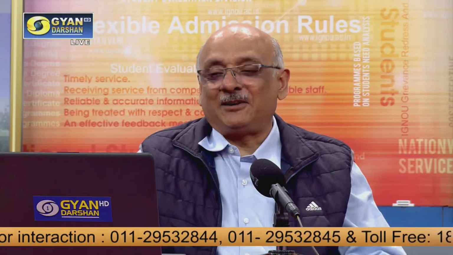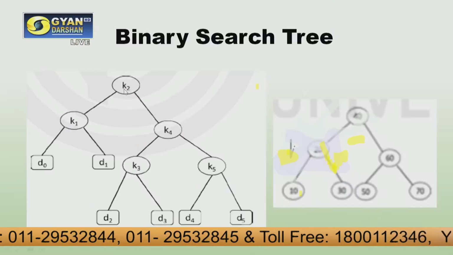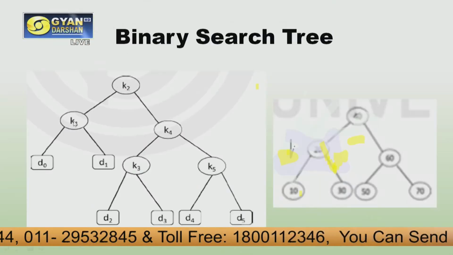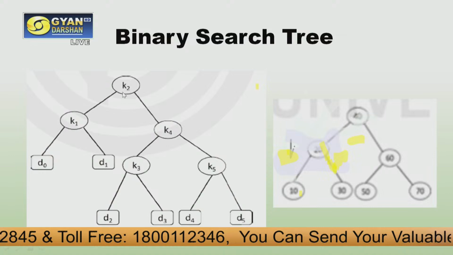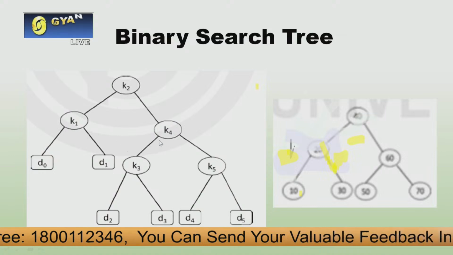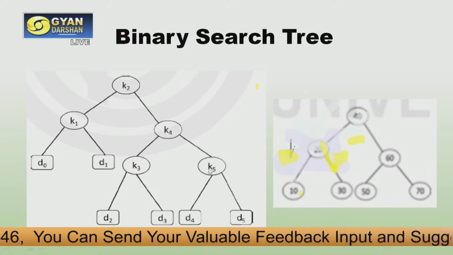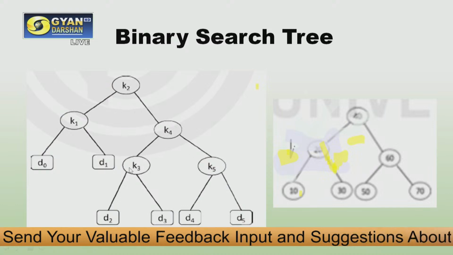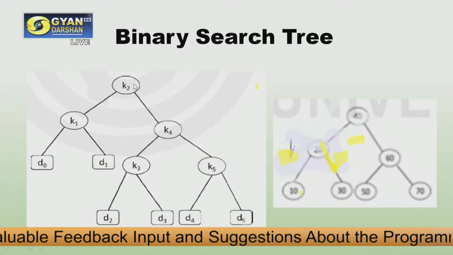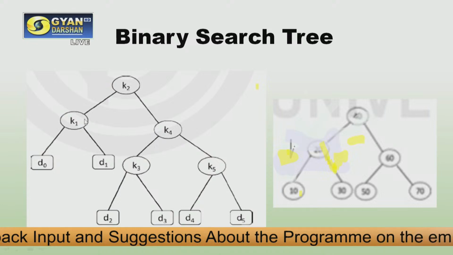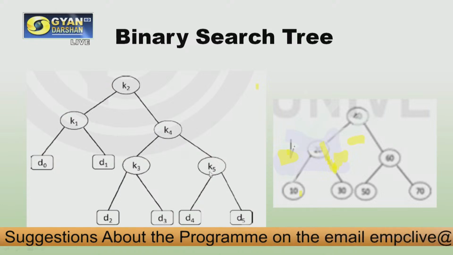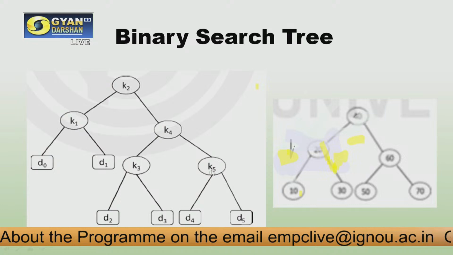Now let us visualize it, because it is just a statement, and we must have a visual representation for it. So we have K1, K2, K3, K4, K5. Remember, K3 is less than K4 but bigger than K2. That is the sequence of Ks.